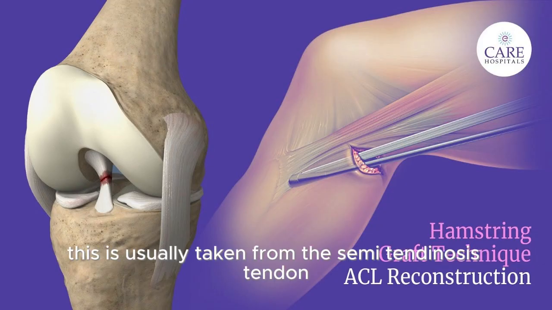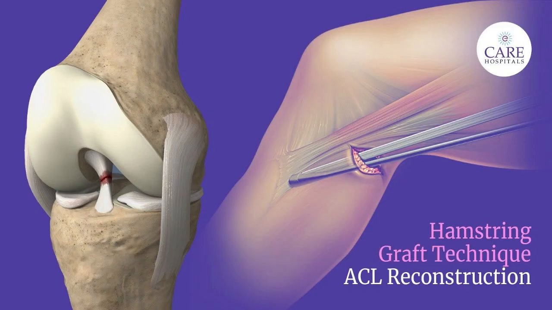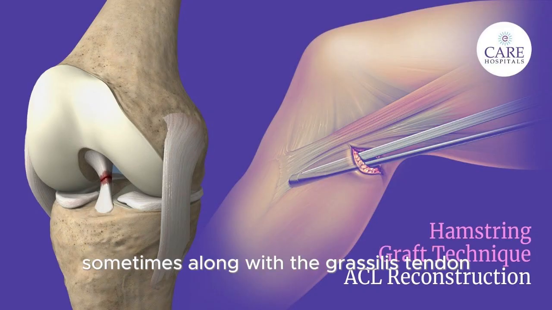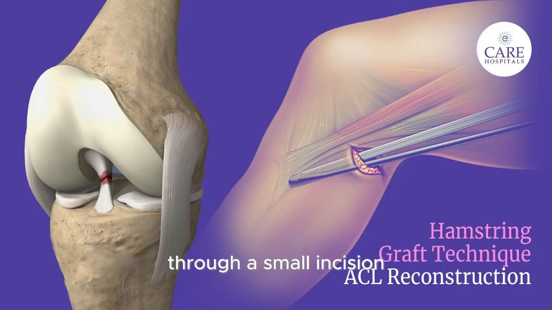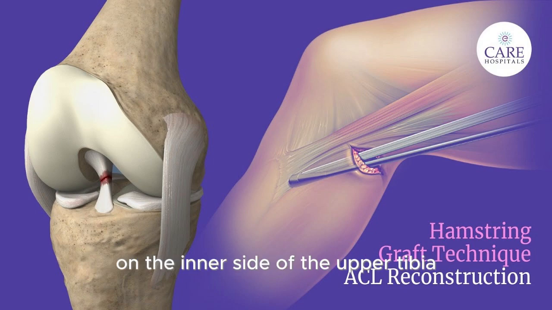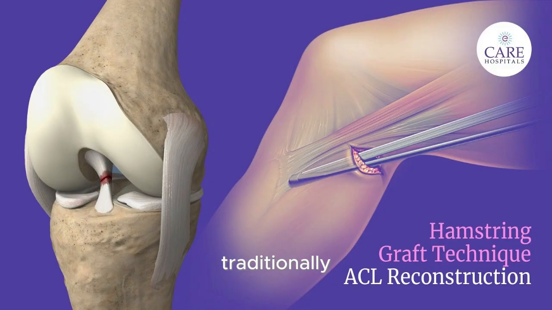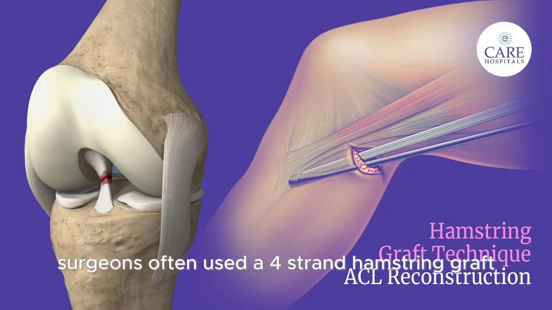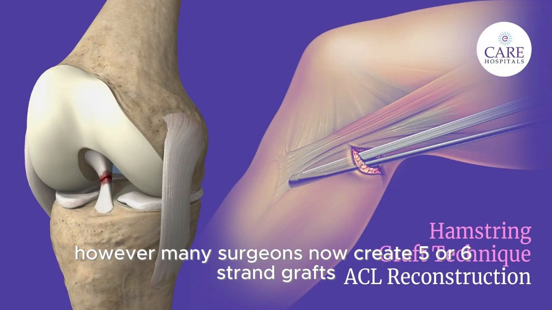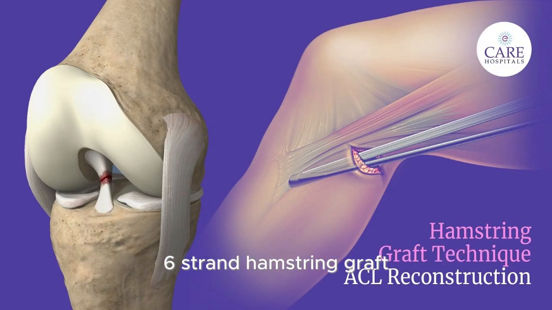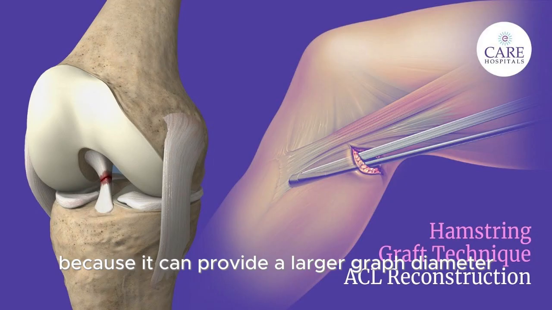This is usually taken from the semitendinosus tendon, sometimes along with the gracilis tendon, through a small incision on the inner side of the upper tibia. The tendons are folded to create a strong graft. Traditionally, surgeons often used a 4-strand hamstring graft. However, many surgeons now create 5 or 6-strand grafts when possible. My personal preference is usually a 6-strand hamstring graft because it can provide a larger graft diameter.